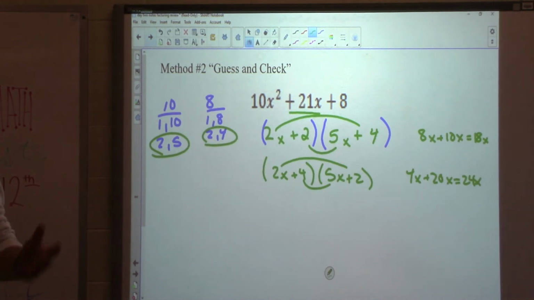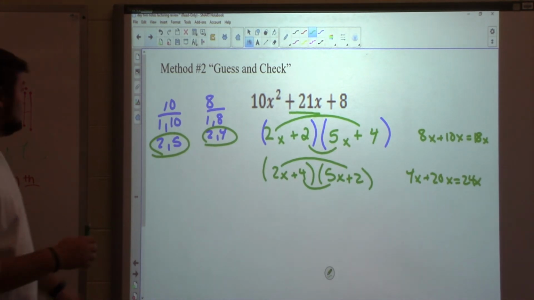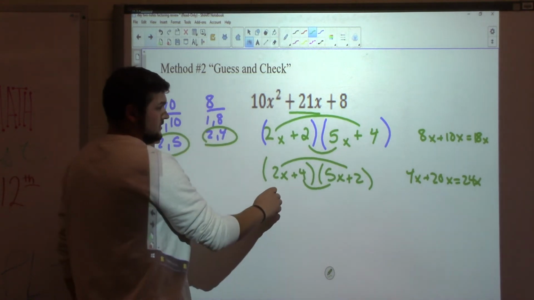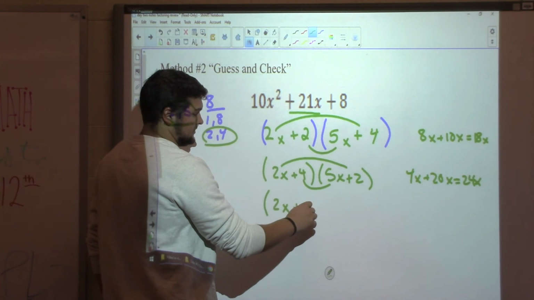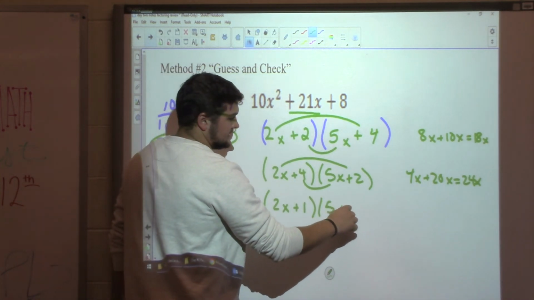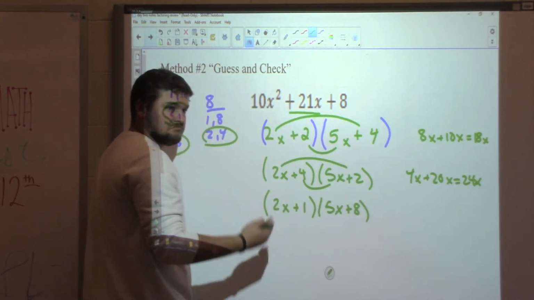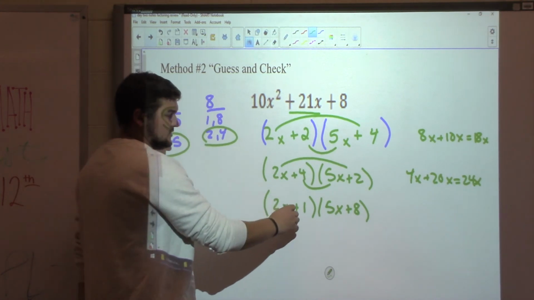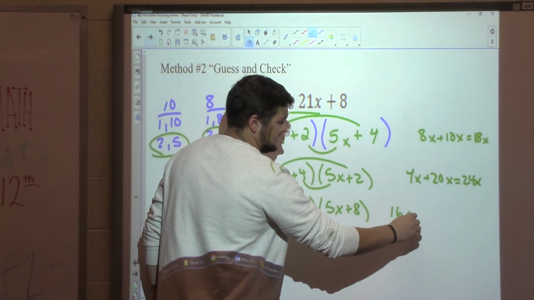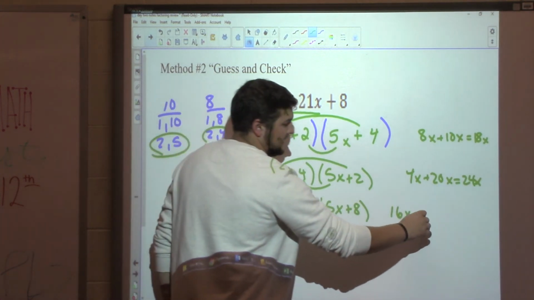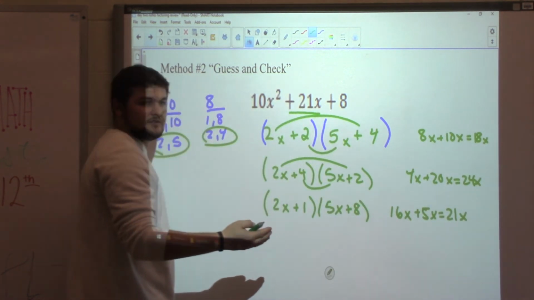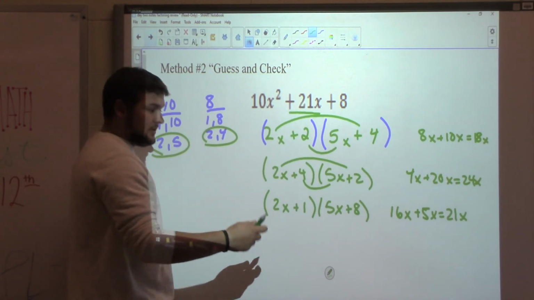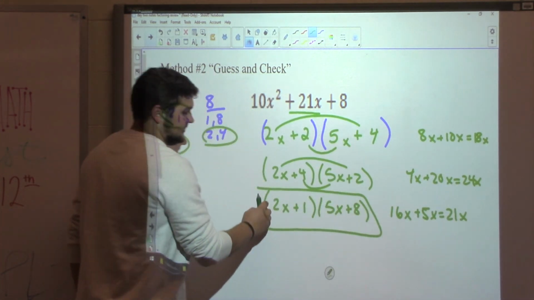Right? What other one do you guys want to try? 1 and 8 instead of 2 and 4? Okay, so if I go 2x plus 1, 5x plus 8, we'll say 2x times 8 is 16x, 1 times 5x is 5x, equals 21x. Is that what I was looking for? Yes. Yeah, so that's my answer.